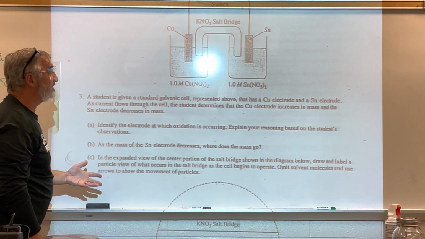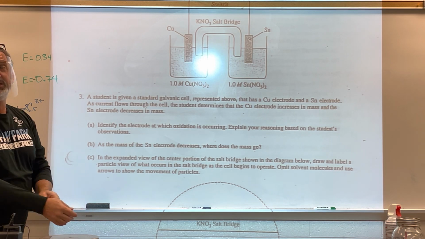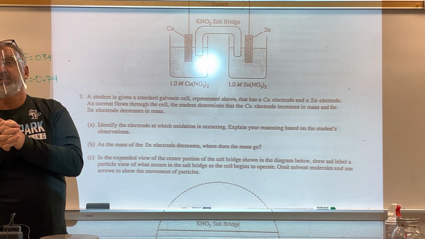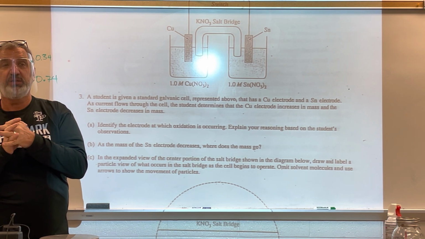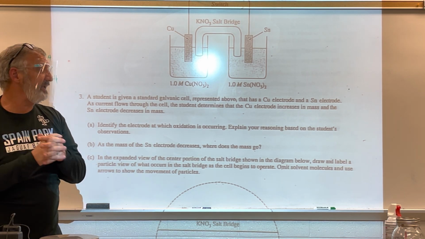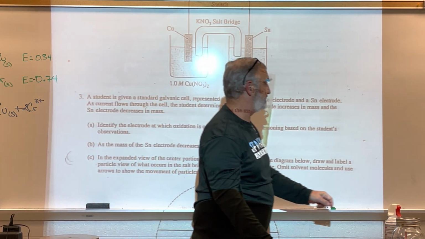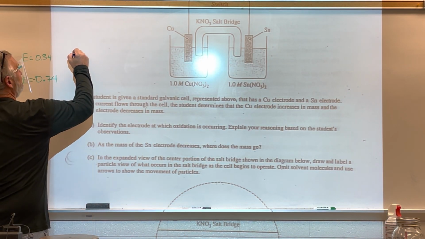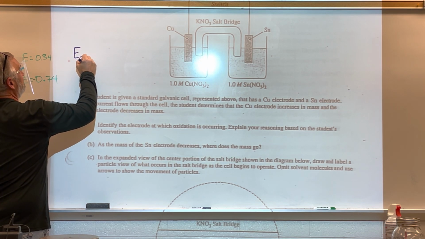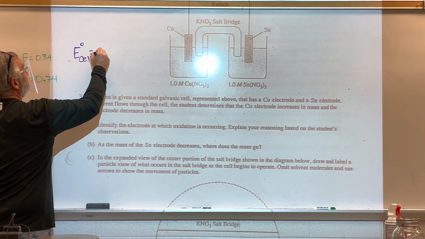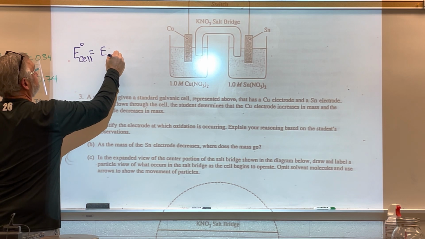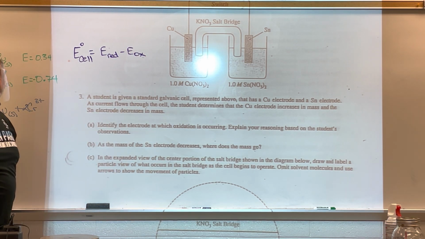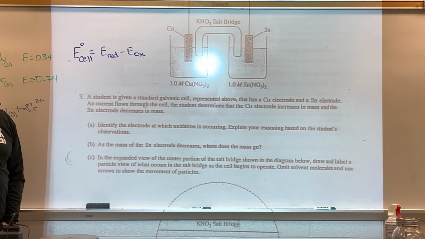Now, it's not asking for this, but how would I calculate E cell for this? E cell is equal to E red minus E ox.